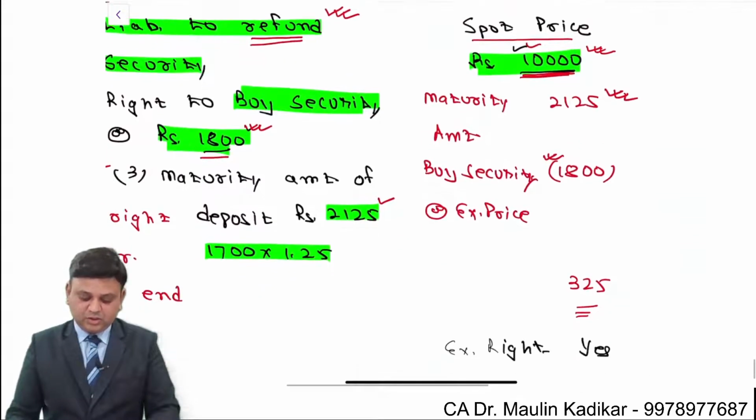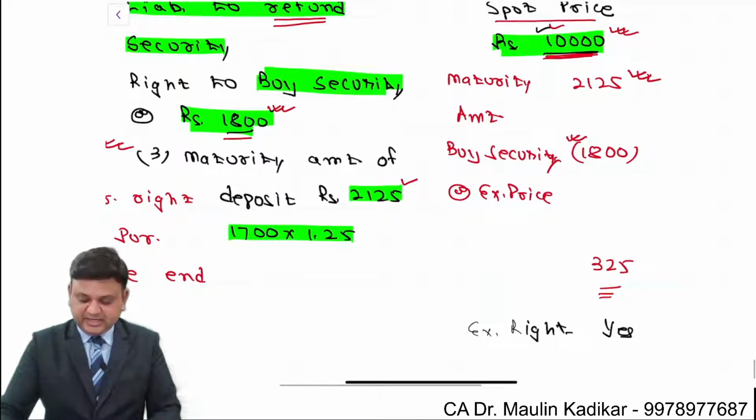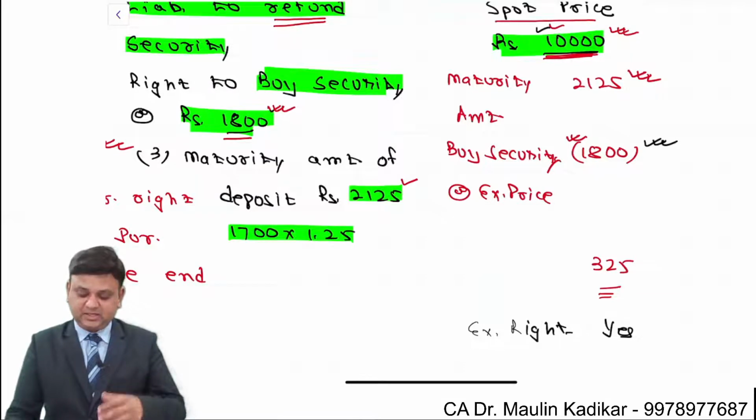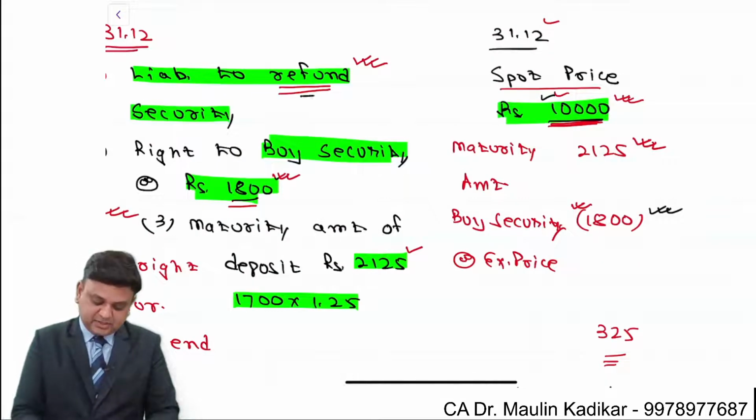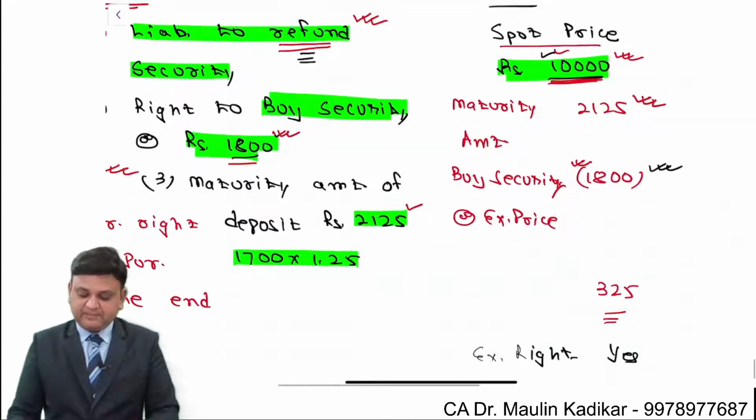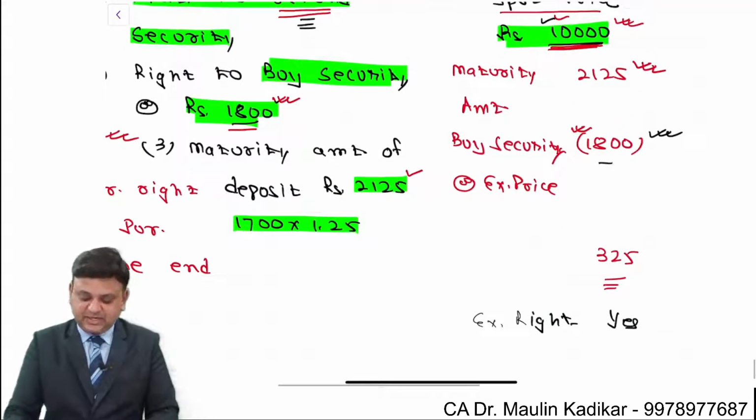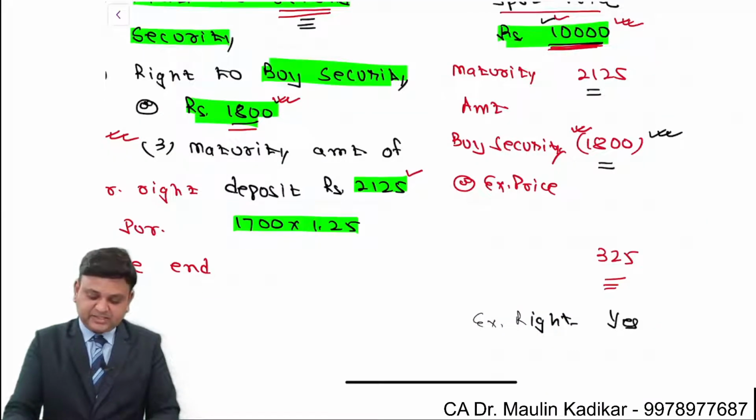So what you will do, you will buy the security at 1800 because you have right to purchase at 1800, and you will refund the security. The purchase price of the security is 1800, which is less than the amount that you have, rupees 2125. So you have a difference of 325.